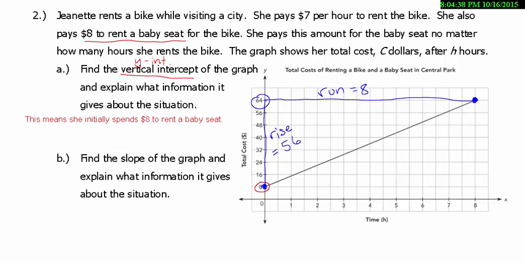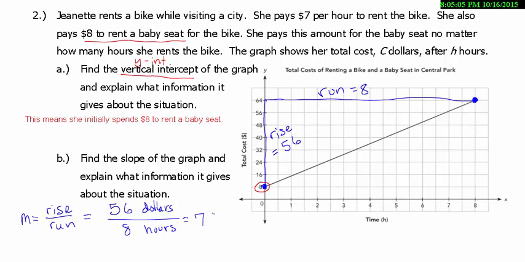And so the slope we know is rise over run. And because this is a real world situation, we will be labeling our units. The rise we know is $56. And the run is 8 hours. If you reduce that, 56 divided by 8 will give us $7 per hour.